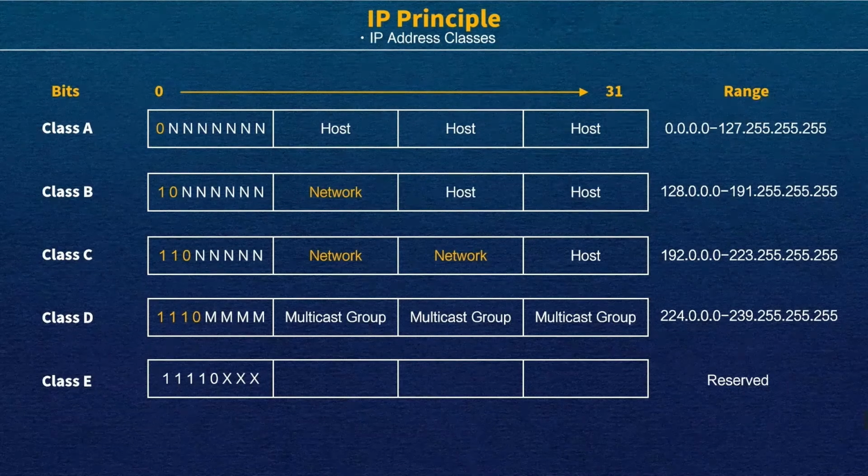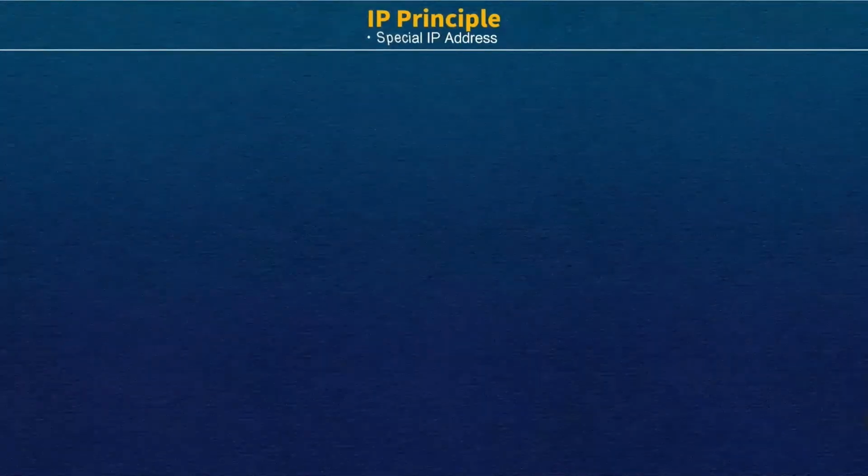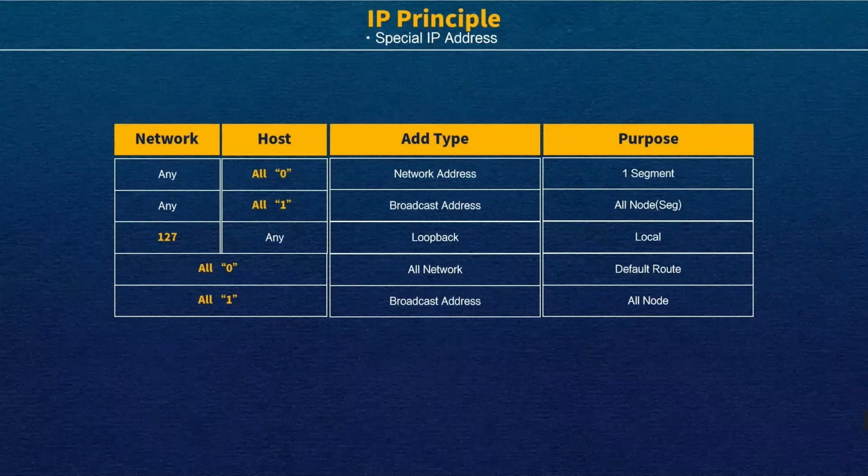And another thing to pay attention to: in these addresses, we have some special IP addresses that cannot be used. The first one is the network address. What does network address mean? Network address means your network ID part can be any value, but the host value should be 0. So this is the definition of the network address. And what's the purpose of this IP address? This one usually indicates one segment.